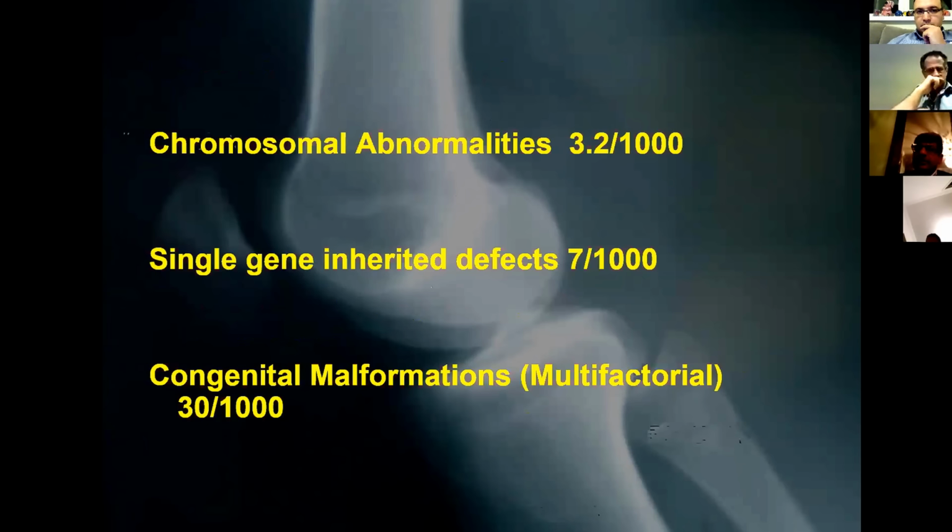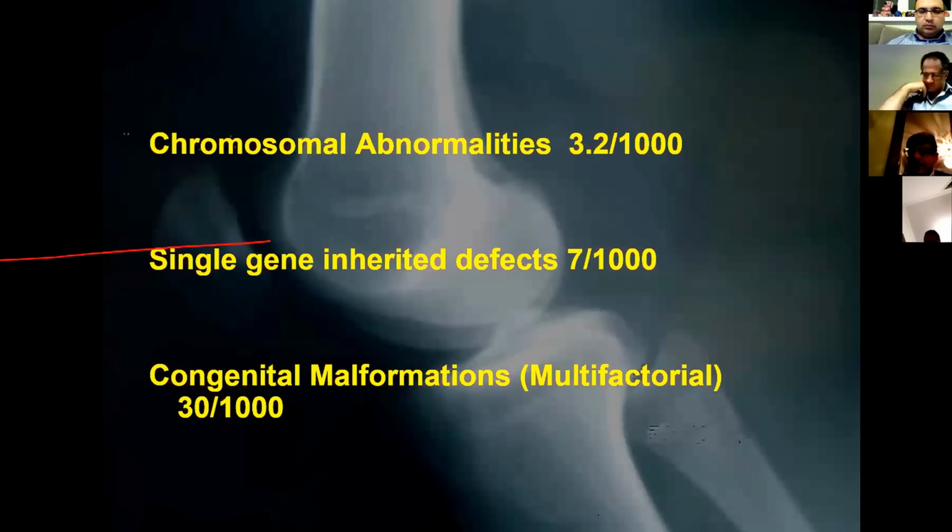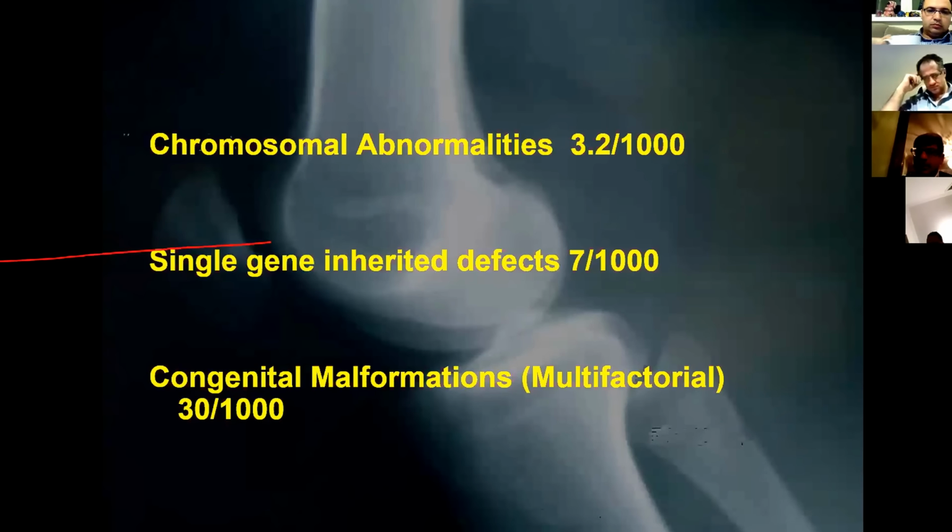The second, remember the big classification, is single gene inherited defect. Just remember this word. That's 7 per 1,000. And third would be congenital malformations. And remember the word multifactorial or polygenic. And that's 30 per thousand. So I'll just repeat again because I don't mind spending as long on this slide. The first classification you need to know about is chromosomal abnormalities, 3 per thousand. Second is single gene inherited defects. And third is congenital. Let's go further into each one.